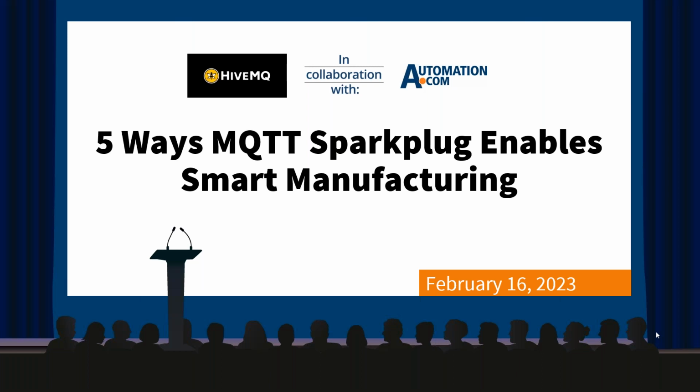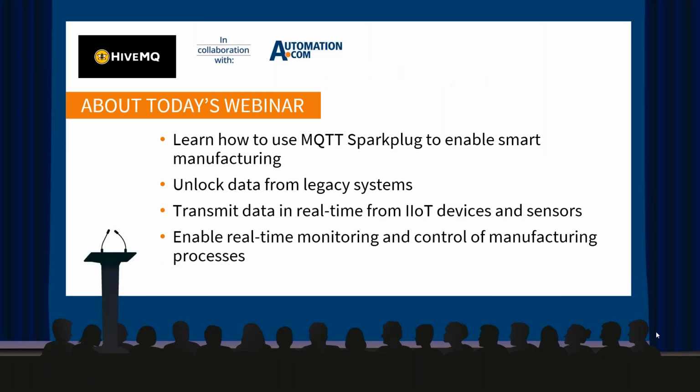This webinar is designed for manufacturers looking to modernize their data infrastructure and improve their operations using MQTT Sparkplug, a powerful technology that can help unlock data siloed in legacy systems and enable smart manufacturing. MQTT Sparkplug is a specification that defines how to use the MQTT protocol to transport data in real time from industrial IoT devices and sensors to an MQTT broker. This allows for the seamless and reliable transmission of data from large numbers of devices and sensors.